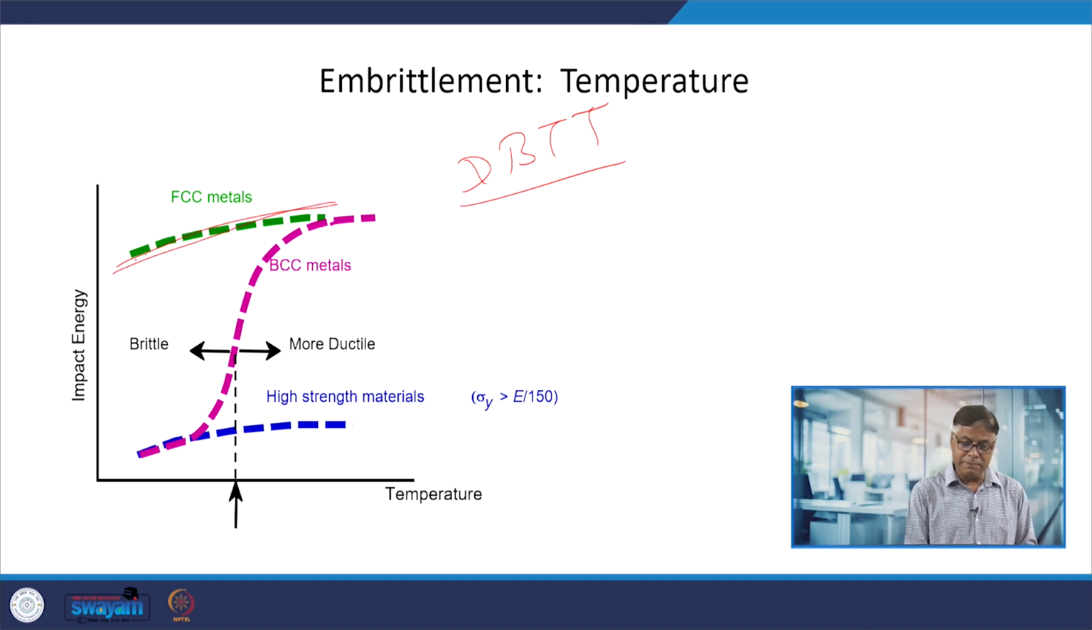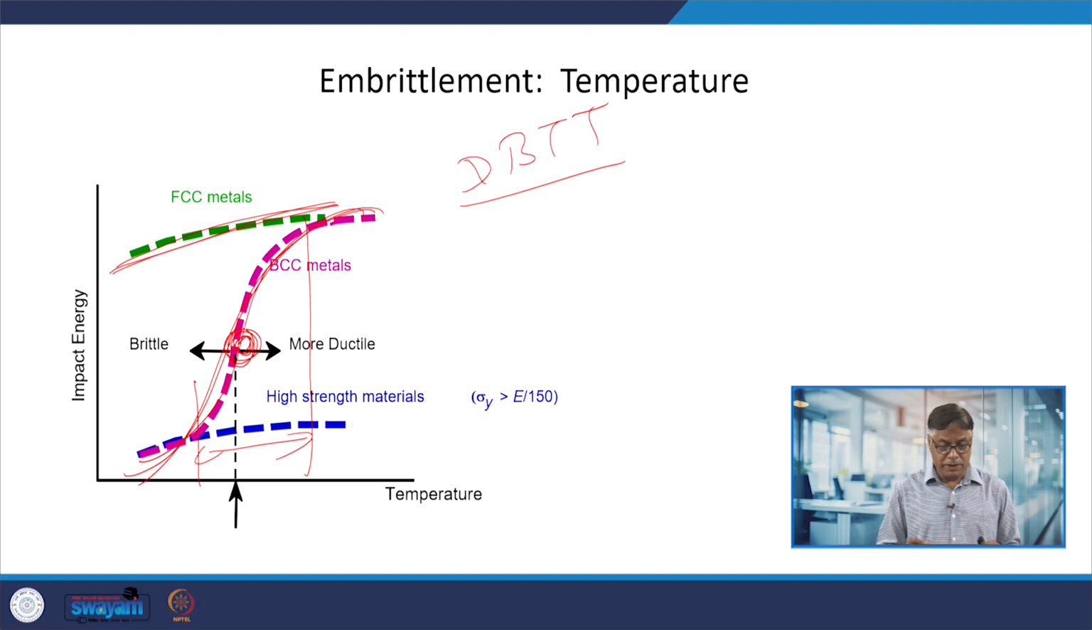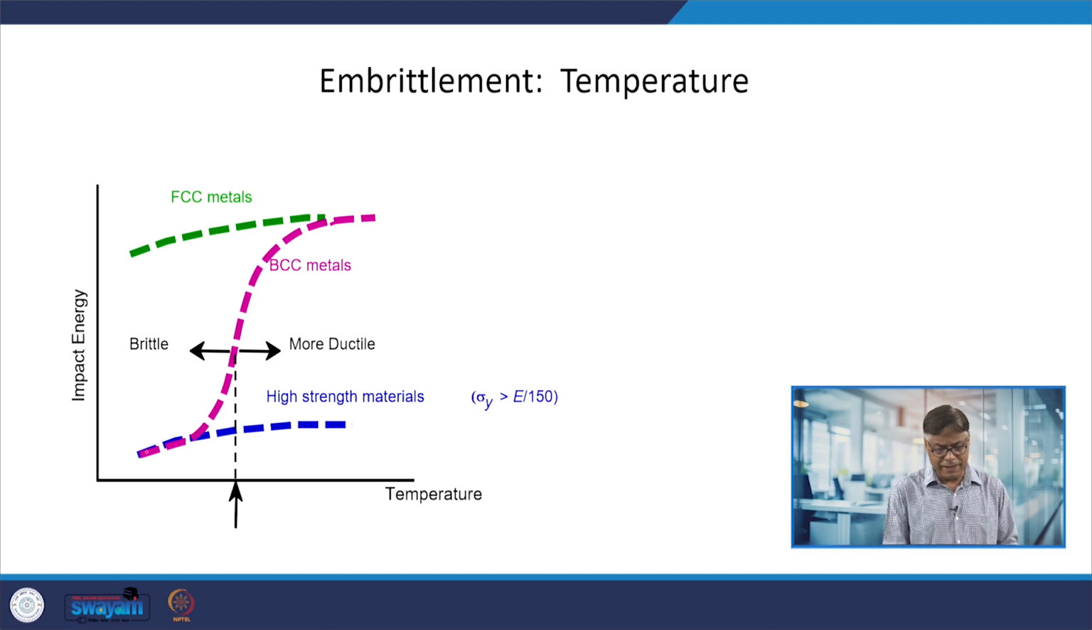For FCC metals, the drop is very gradual, but for BCC metals, this drop is very sharp. So, if you see there is a range of temperature, so we prefer to use this median temperature value across which this drop is taking place. So, on the left side the material behaves more like a brittle material, on the right side, at high temperature condition, it will behave like a ductile material. So, if we take extremely high strength materials, then see the drop is again gradual.